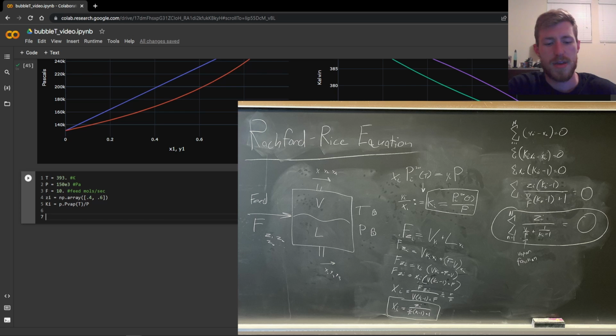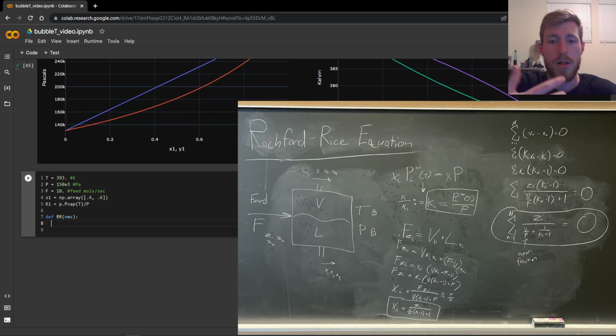So we're going to define this as RR. I should probably hit save. Define Rachford-Rice. And of course, since we're going to be putting it into the root solver, we're going to need it to be a vector, so we're going to need to unpack that vector. What's the only thing we need for the Rachford-Rice? Well, all we need is the Zi, I believe. So we're going to say Zi is equal to vec 0. Oh no, because this is the thing we're solving for.